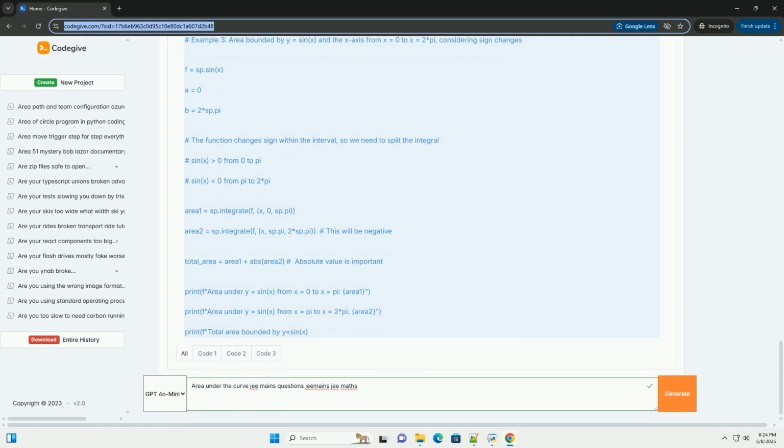Therefore, we can calculate the area in the first quadrant and multiply by 2. Step 4, set up the integral: in the first quadrant, y equals x is above y equals x². The integral runs from x equals 0 to x equals 1. So, the area in the first quadrant is the integral from 0 to 1 of x² dx.